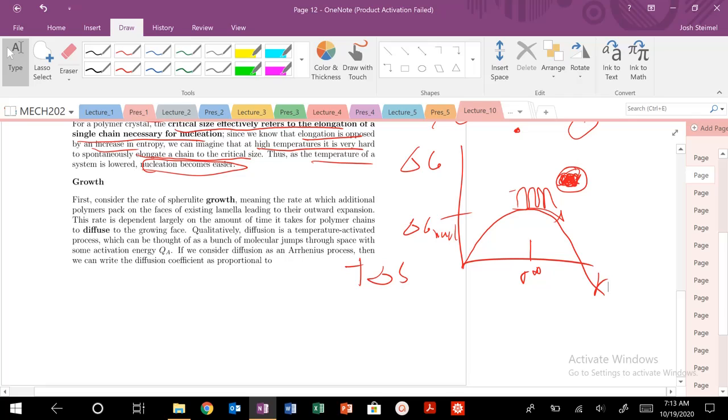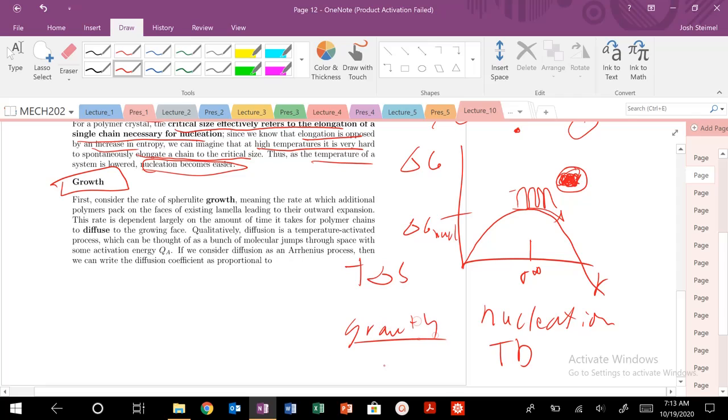We qualitatively discussed the competition between nucleation and growth. For nucleation, the driving force is thermodynamic; for growth, the driving force is kinetic in nature. But now we're going to get a little bit more quantitative in our discussion of this competition of growth and nucleation, and where we can maximize our crystallization rate.